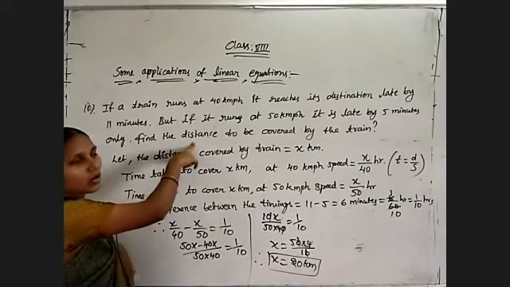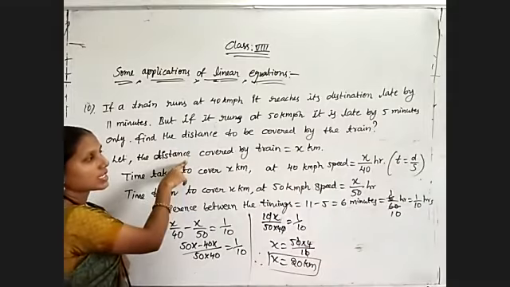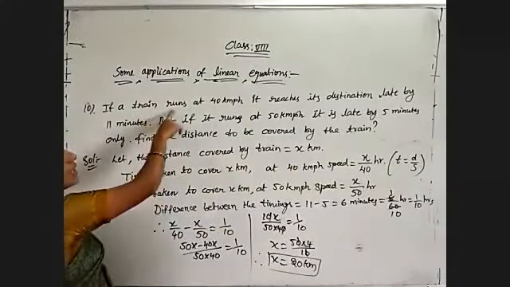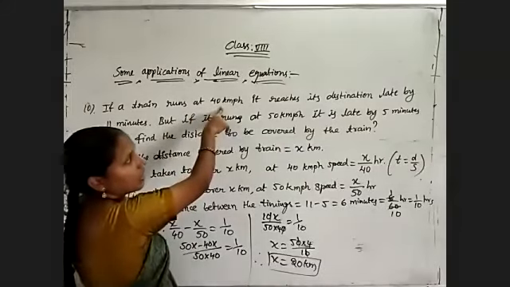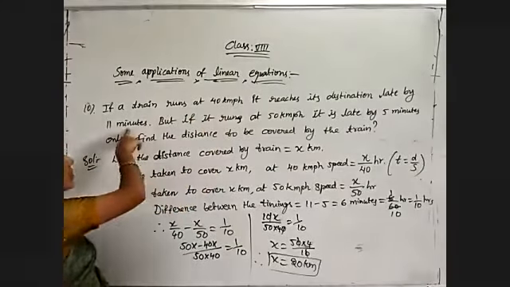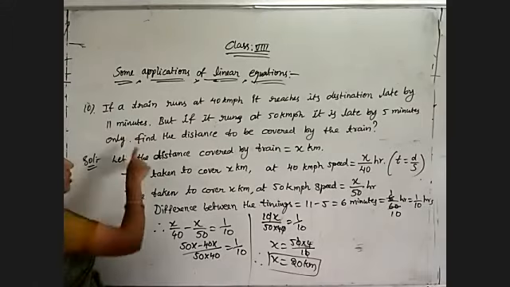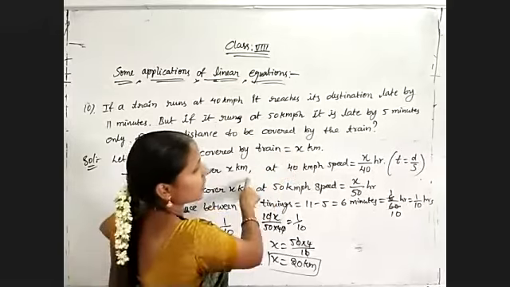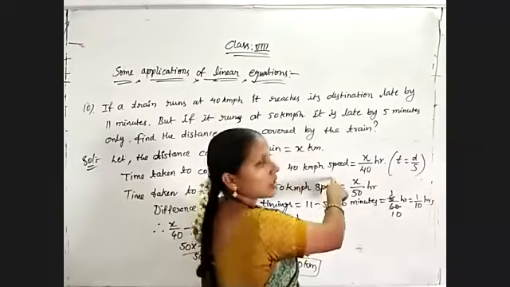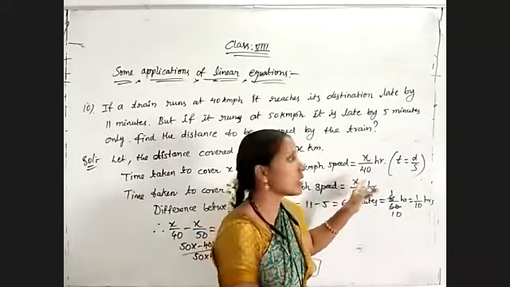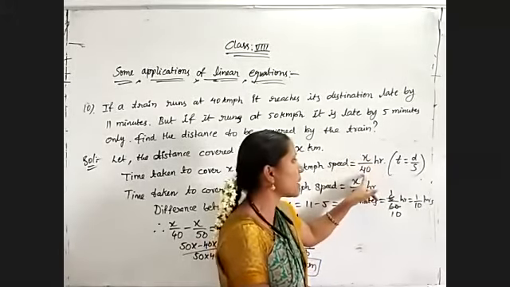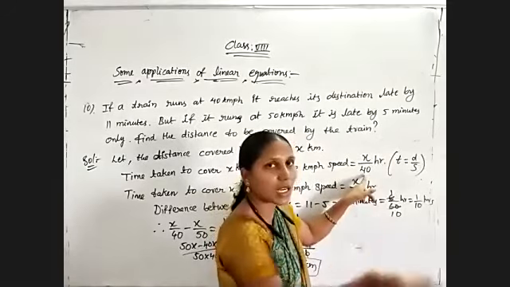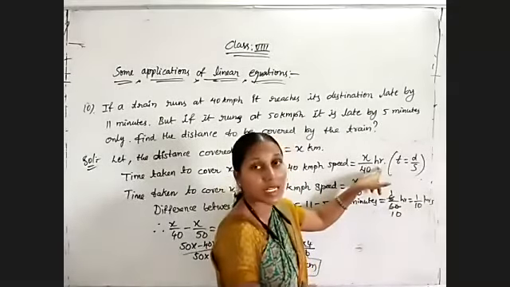Now coming to the question. We need to find out the distance covered by the train. So I am taking the distance covered by the train as x kilometers. Now they have given that if it runs at 40 kilometers per hour, it's reaching the destination 11 minutes late. So time taken to cover x kilometers, this is the total distance, at 40 kilometers per hour speed: time is equal to distance by speed. So distance is x kilometers and speed is 40 kilometers per hour. Kilometers will get cancelled, per hour comes into the numerator. That's why we got the unit as hours.